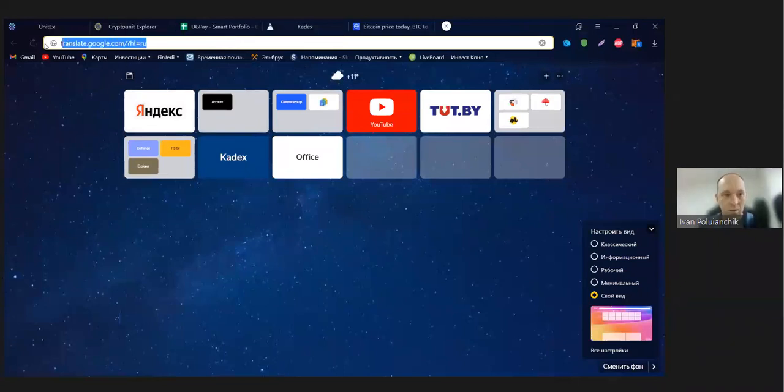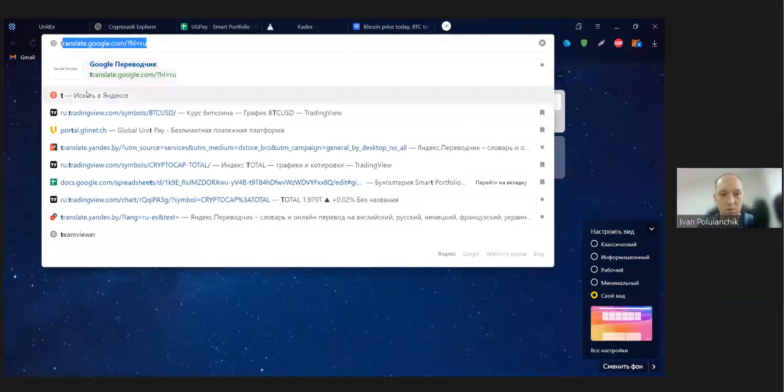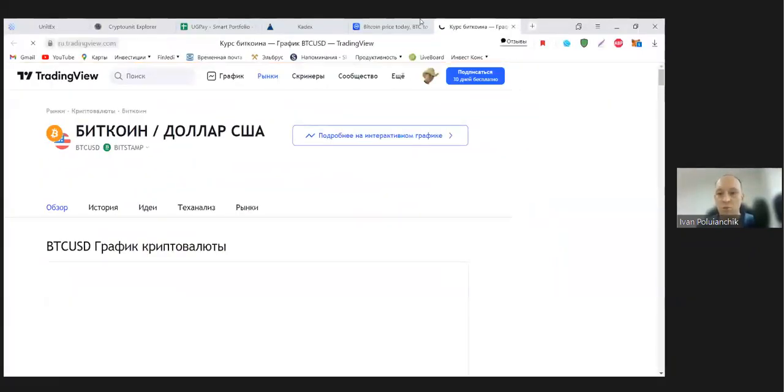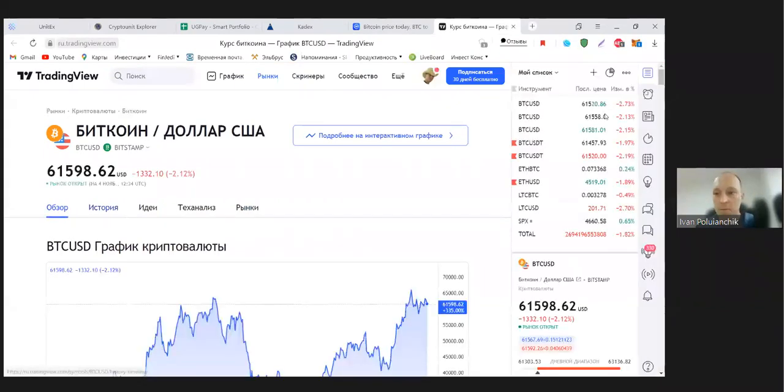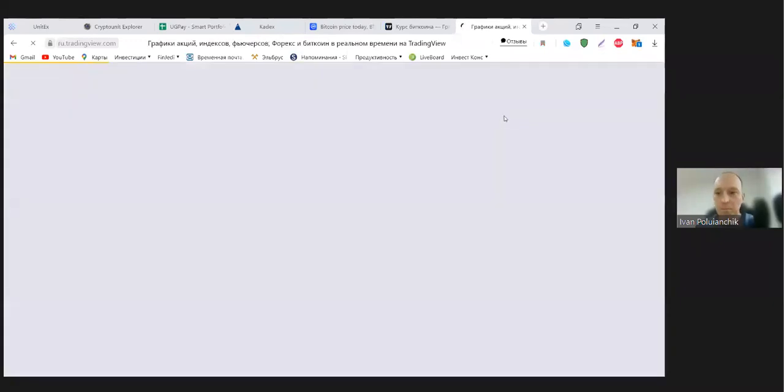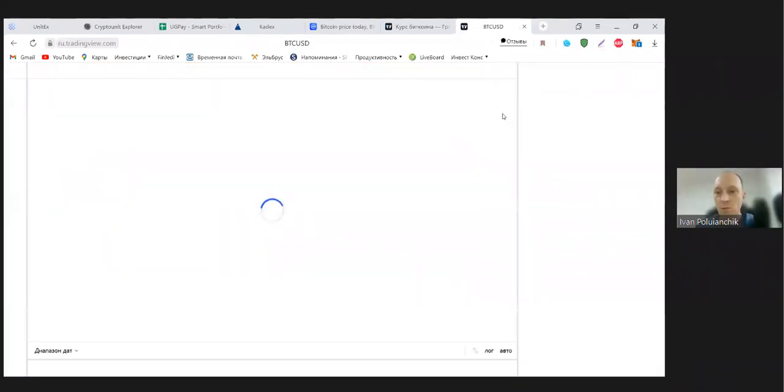There is another website I highly recommend, which is called TradingView. Many people use it, and it can be set up in English as well. So the question is where to change the language. Give me a second, please.